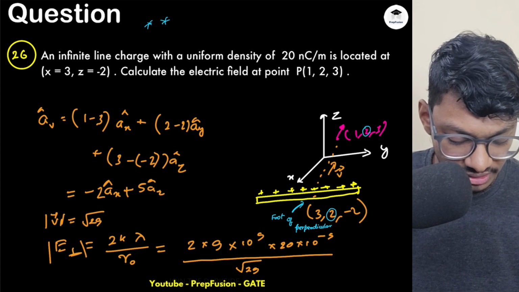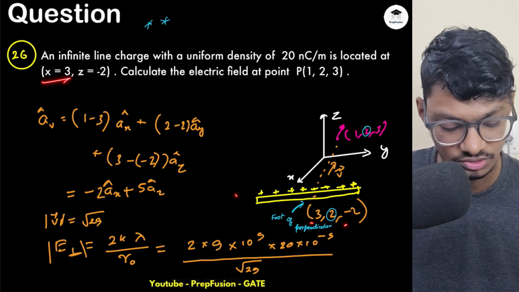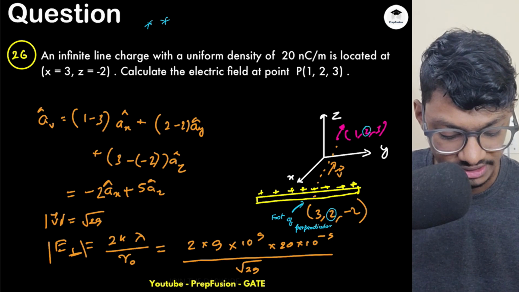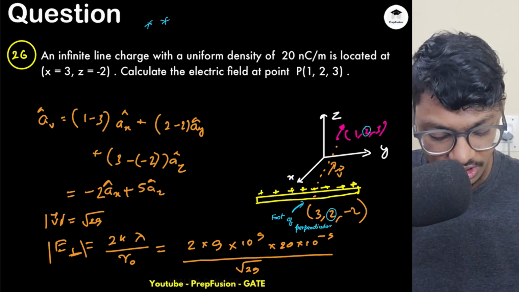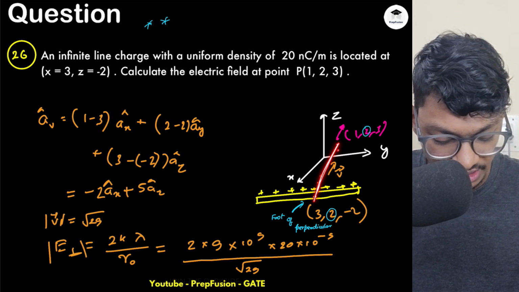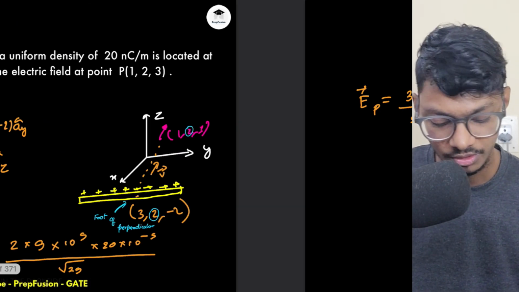The main thing is finding the foot of the perpendicular, because my x and z are fixed for this rod. Y I have to fix, and y is given by this point, which is the hidden information. So this point is the foot of the perpendicular. The line joining these 2 points will be the direction of the electric field at the point P. Okay, I hope you got the question.